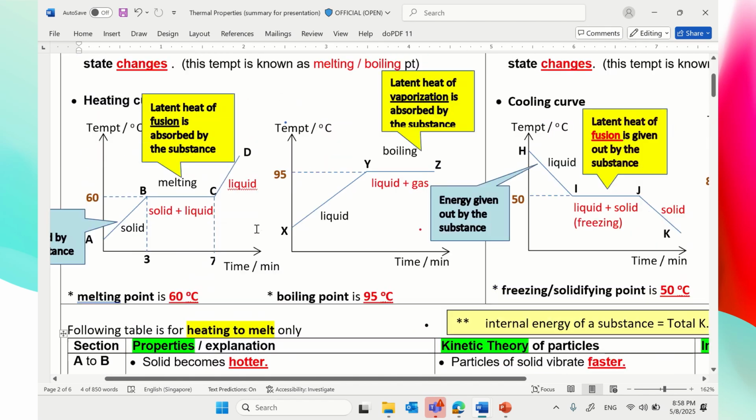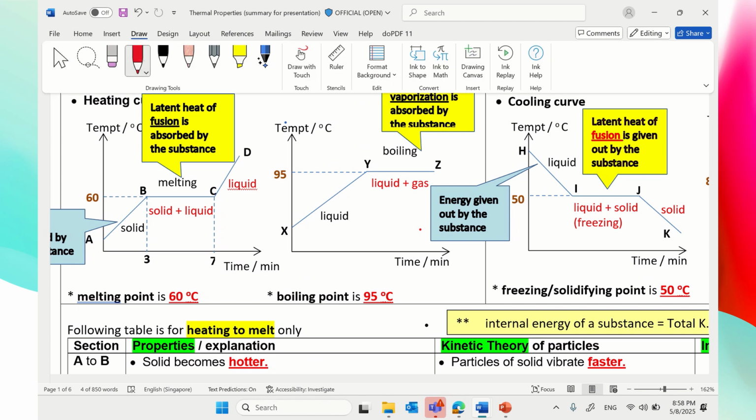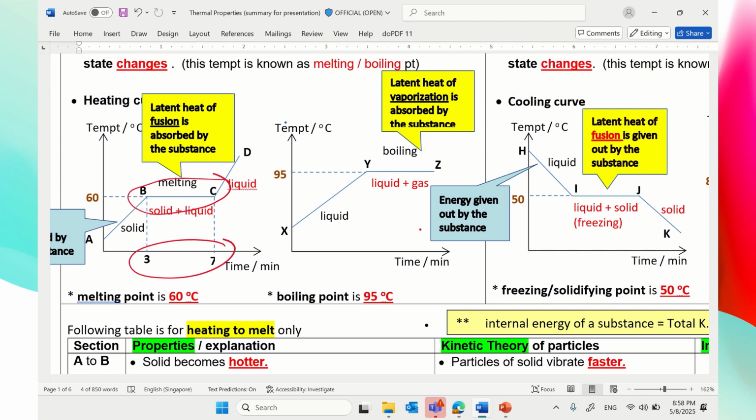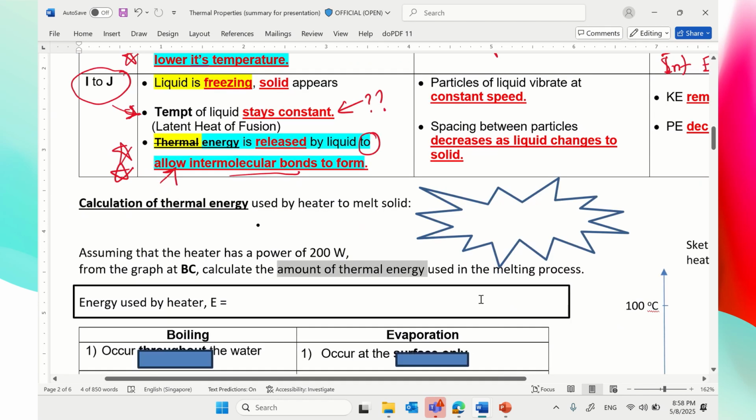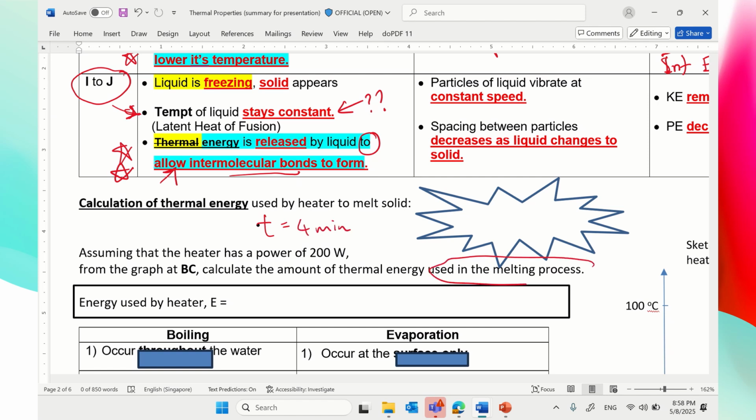So if I go up to the graph BC, look at BC, I can see that it takes 4 minutes. Okay, 4 minutes. Now using this 4 minutes time, the time given is 4 minutes for melting. Used in this melting process, what is the energy absorbed? What is the energy absorbed by the heater?